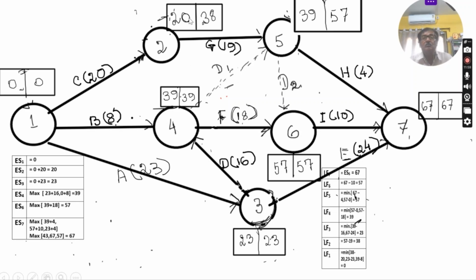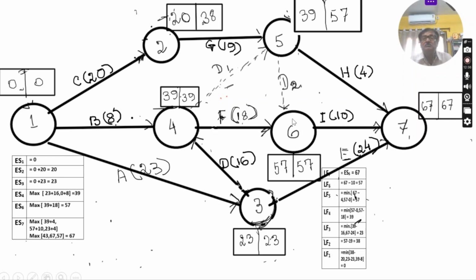How much time will it take? The earliest start time here is 20. 19 days are required to complete this activity. 20 plus 19 means 39. And if you take this route, then the earliest start time is 39 and the time required for the dummy activity is 0. Again it is 39. Both are the same. That's why the earliest start time is 39. You can check it. Yes, 5, 39. I completed it. Now 6.